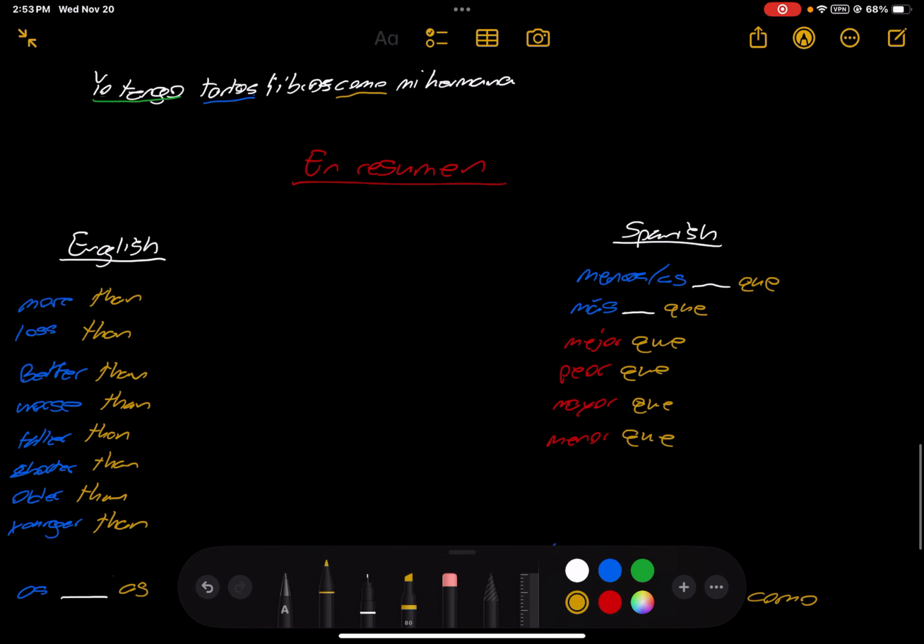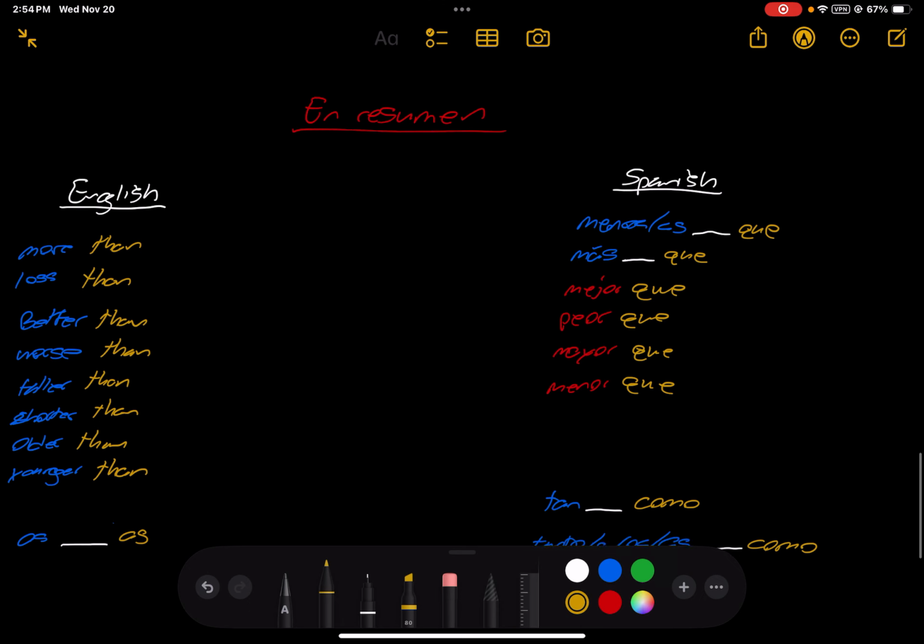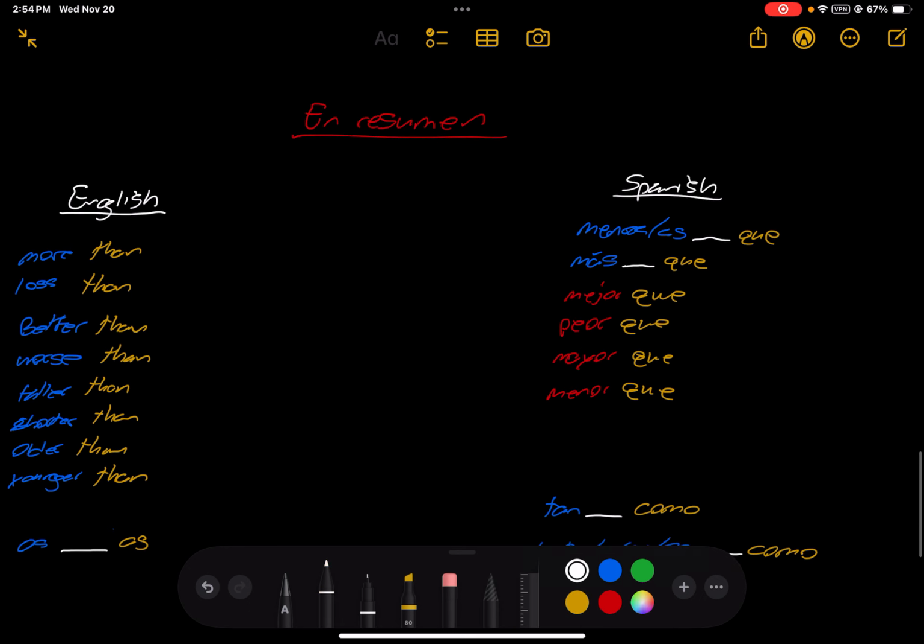En resumen, in English, our comparison words are followed by the word than. More than, less than, better than, worse than, taller than, shorter than, older than, younger than. Those are just a few examples, and obviously there's millions more, but they follow the same general format. In Spanish, menos que, más que, mejor que, peor que, mayor que, y menor que. Spanish comparisons are followed by the word que, with mejor, peor, mayor, y menor being the irregularities.